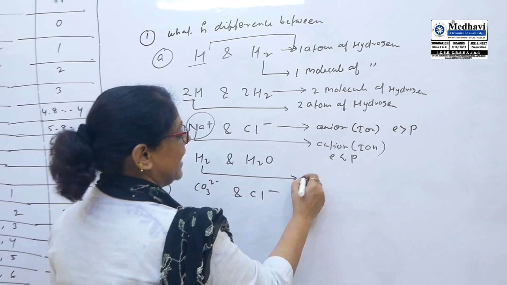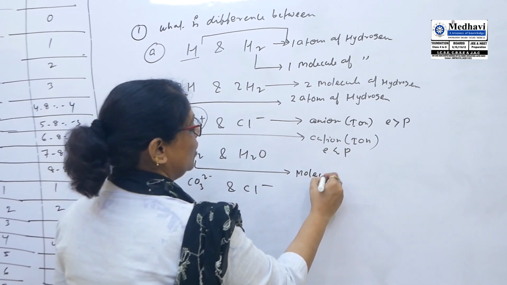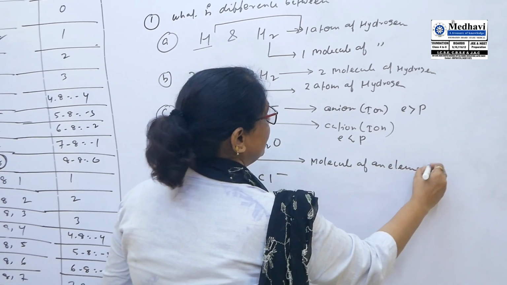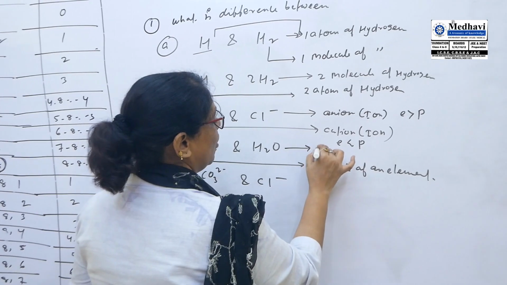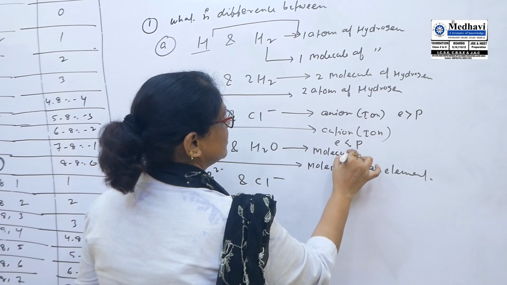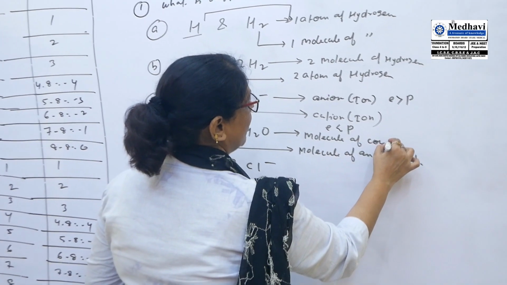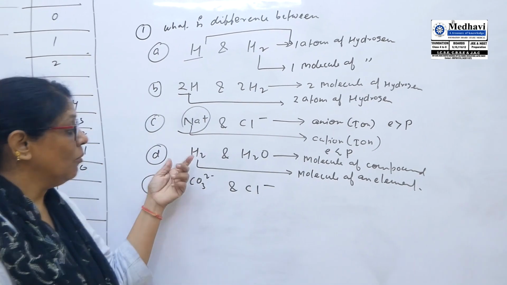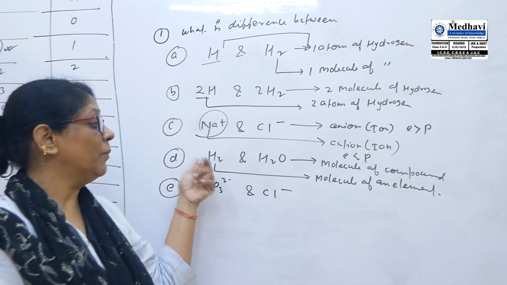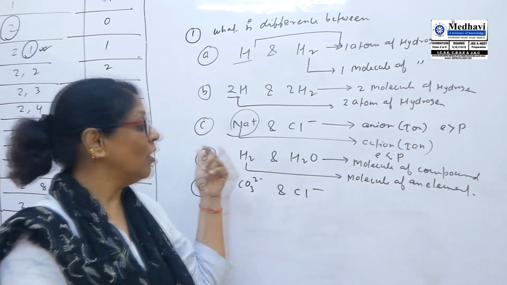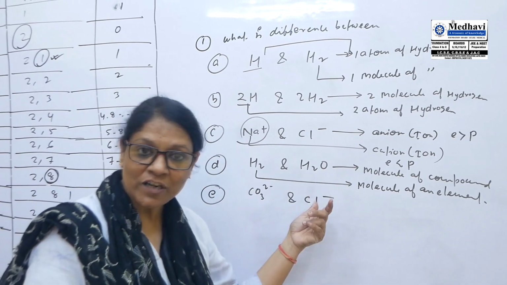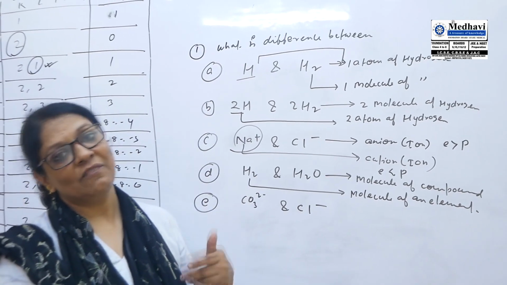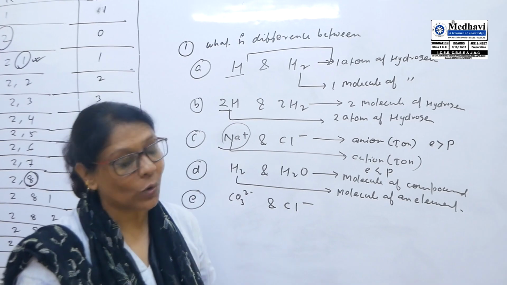H2 is a molecule of an element. H2O is a molecule of a compound. What is the difference between a molecule of an element and a molecule of a compound? A molecule of an element will show the properties of its atom, but a molecule of a compound will not show the properties of an atom. Once a compound is produced, the properties of the atom are disturbed, destroyed.